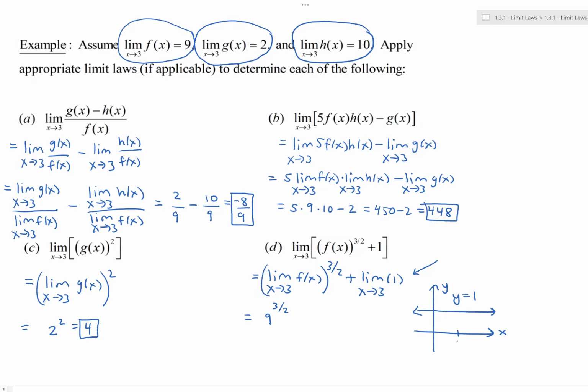So if I go to 3 and I ask myself, what's the limit? Well, the function is defined for all real numbers x, and it's always an output of 1. So as we're going to see, the limit as x goes to some number, whatever it is, in this case 3, of a constant function is just a constant. It's just always that number. And hence, 9 to the 3/2 plus 1 is what we get. Now, 9 to the 3/2 is, of course, the square root of 9 cubed. Square root of 9 is 3. Cubed is 27. Plus 1, 28.